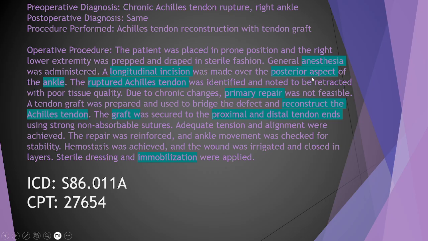a longitudinal incision was made in the posterior aspect of the ankle. So its location is lower extremity, ankle. The ruptured Achilles tendon was identified, retracted, with poor tissue quality. Due to chronic changes, primary repair was not feasible, and the tendon graft was prepped and used to bridge the defect and reconstruct the Achilles tendon. The graft was secured to the proximal and distal tendon ends using strong non-absorbable sutures, adequate tension and alignment were achieved, the repair was reinforced, and ankle movement was checked. So immobilization was applied.